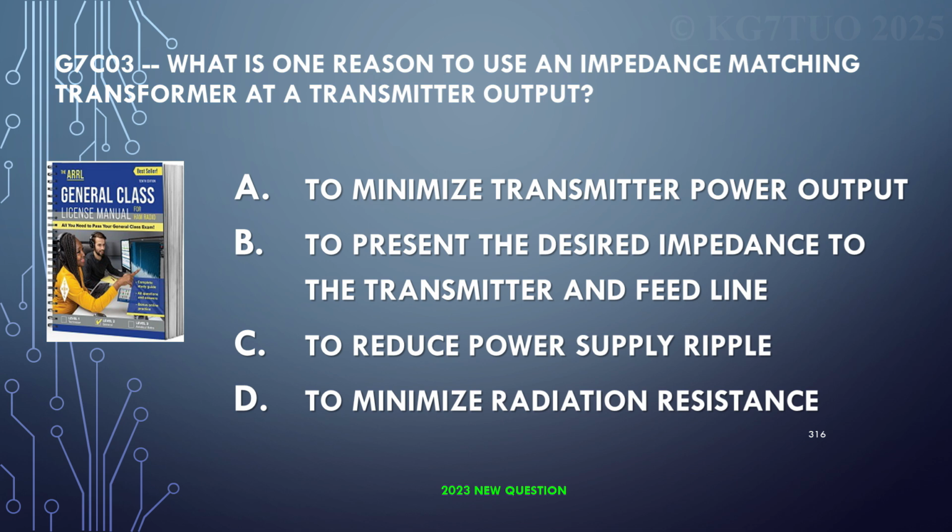What is one reason to use an impedance matching transformer at a transmitter output? Bravo, I'm guessing. I'd say that's the most correct answer up there, but it's wrong, in my opinion, because it is not presenting the desired impedance to the feed line. I agree. But that is the answer they're looking for.